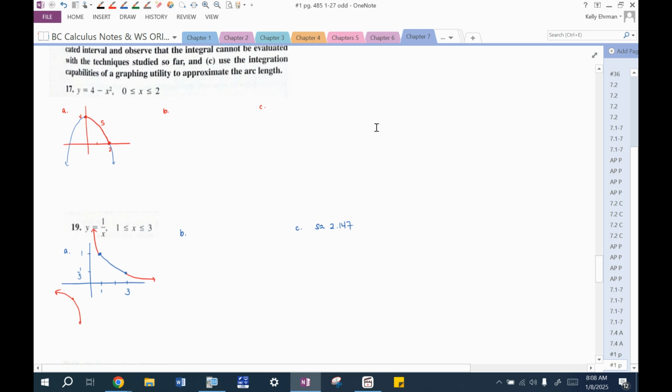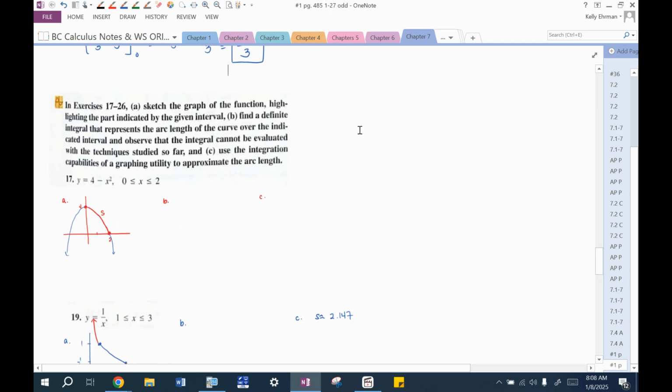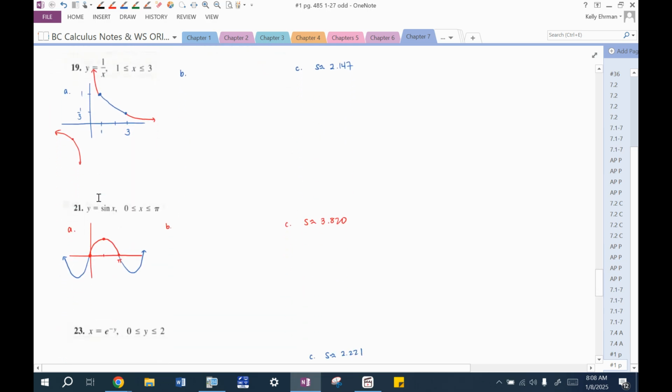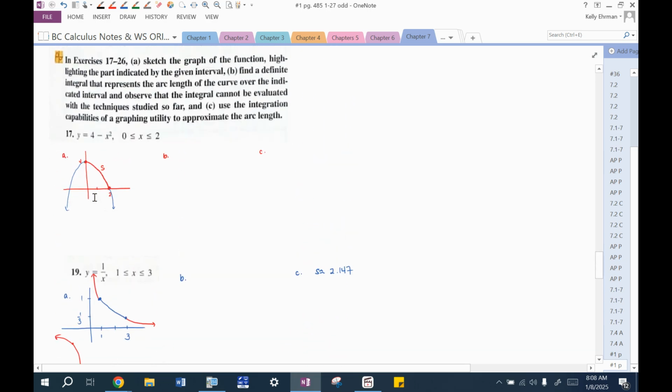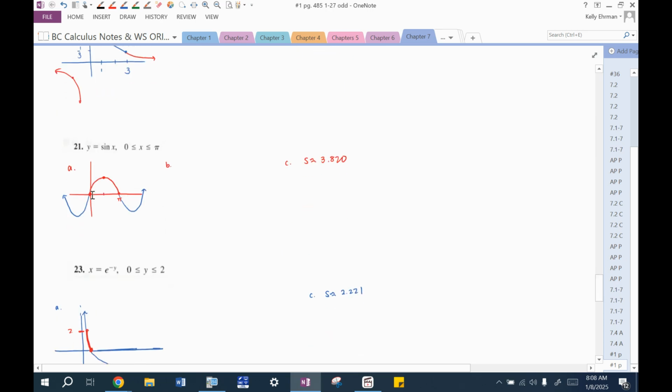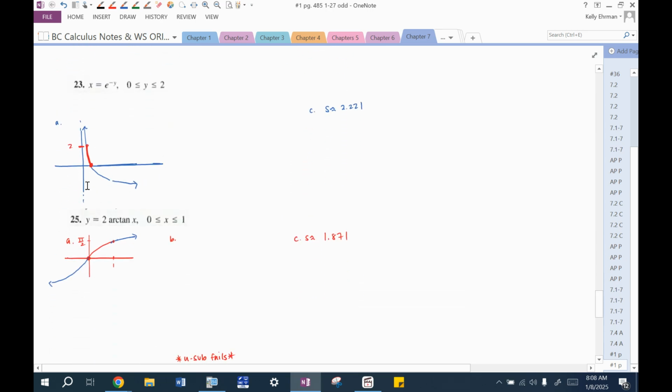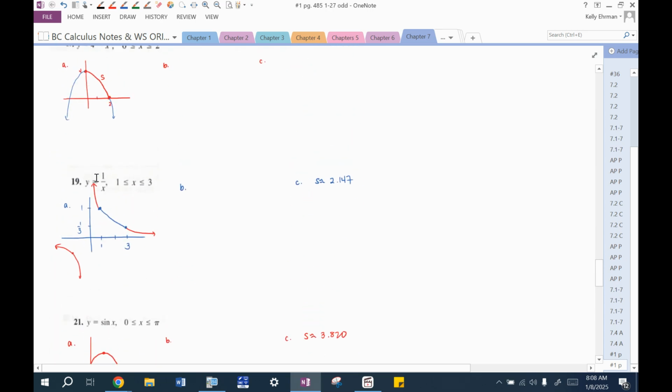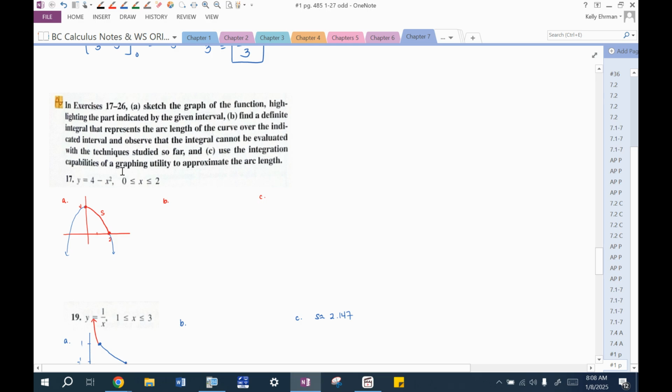Let's see what these are. Looks like I'm using calculator for these. Okay, part A. Sketch the graph of the function. Oh, I left my sketch on here, so yeah, just be able to sketch these graphs. I did not use a calculator. You should be able to sketch these without a calculator. You need to know the shapes of these functions. Okay, anyway, sketch the graph for part A, done. Highlight the interval indicated. I tried to do that in a different color.